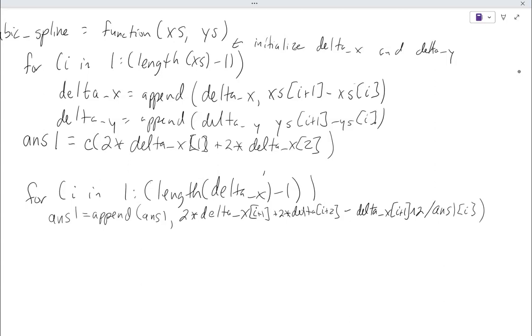Yes. Is answer 1 to be a function here or a definition? Answer 1 is a list. So it's the first element in the list. Oh, okay. Yeah. So it's whatever the ith entry in the list is.